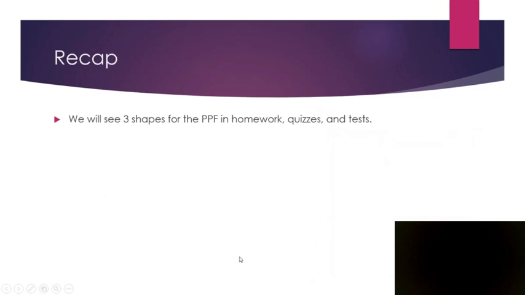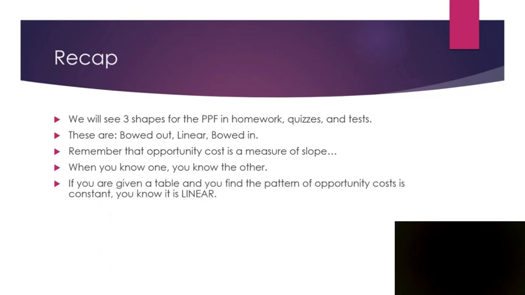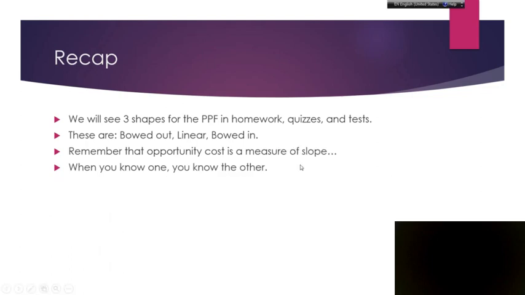Let's quickly recap. We're going to see 3 shapes for PPFs in homework, quizzes, and tests. And these are bowed out, linear, and bowed in. That's what I'm going to call them. Remember that opportunity cost is simply a measure of slope, right? Foregone over gain. We're simply taking change in y over change in x, or if we're going the other direction, change in x over change in y. It's still a measure of slope. So guys, when you know one, you know the other, right? When you know one, you know the other.